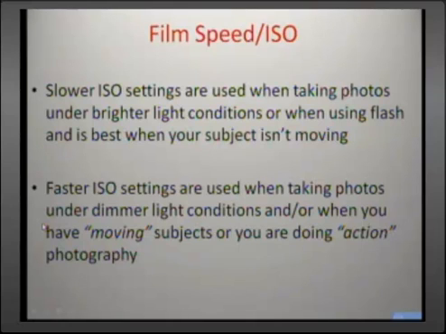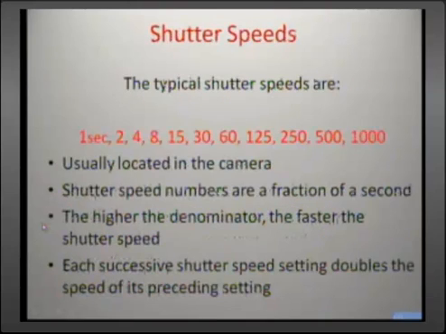The faster ISO settings, such as 800, 1600, and so forth, are used when taking photographs under dimmer light conditions and or when you have moving subjects or you are doing action photography. So for an example, if you go into a gymnasium where the light isn't as bright as it might be on a sunny day outside, there you will want to boost your ISO to something like maybe 400 or 800, which will allow you now to use the faster shutter speeds so that you can stop the action, if that's what you care to do, in something like a basketball game that you might be photographing in a gym.